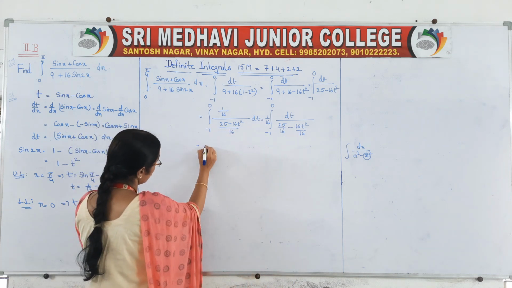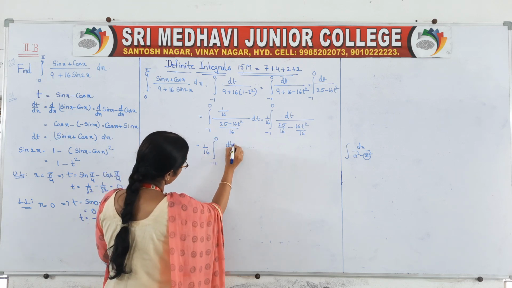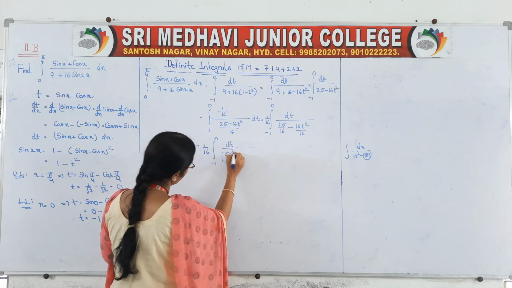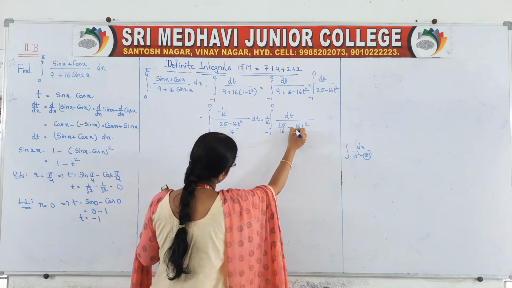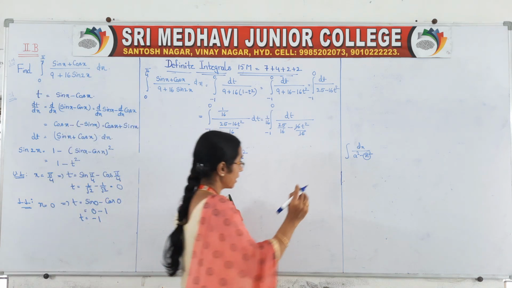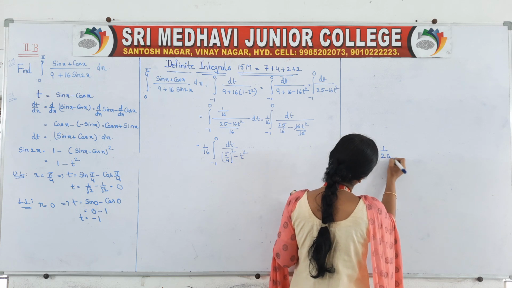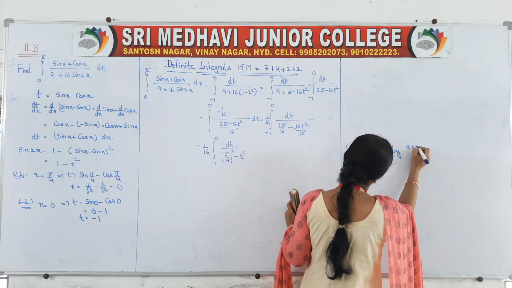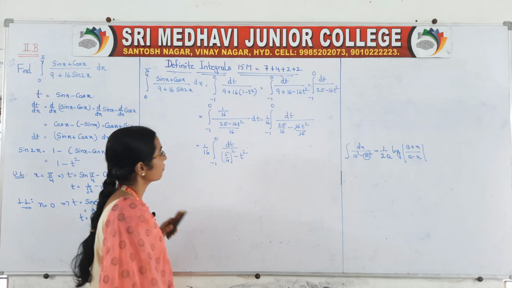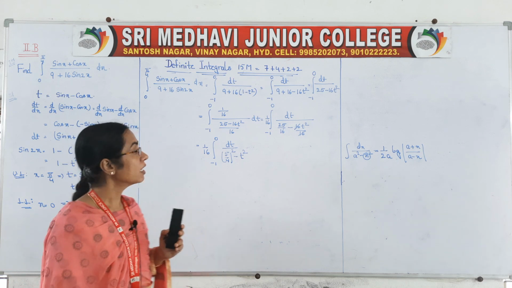So this is equal to 1 by 16 integral from minus 1 to 0 of dt by 25 by 16 minus t square, which can be taken as (5 by 4) whole square minus t square. Now that is in your form, integral dx by a square minus x square is equal to, what is the formula? 1 by 2a log of (a plus x) by (a minus x). Okay, so now we will apply that formula. After applying the formula, we will write the limits on the right side.